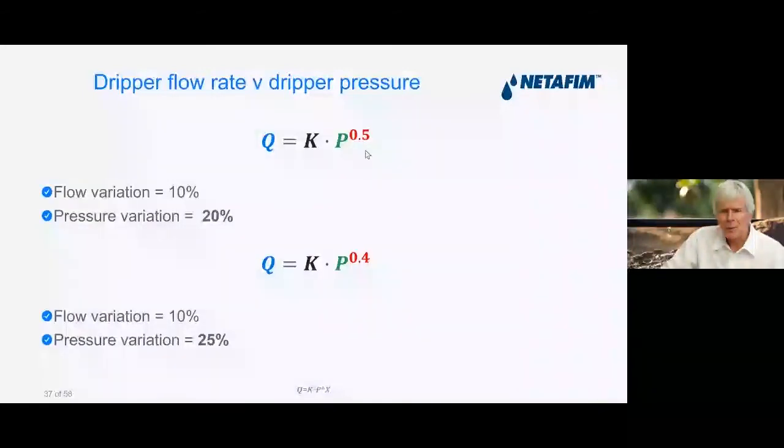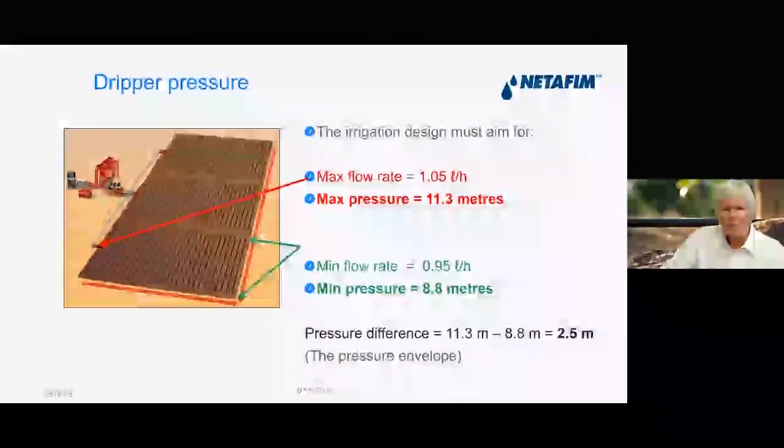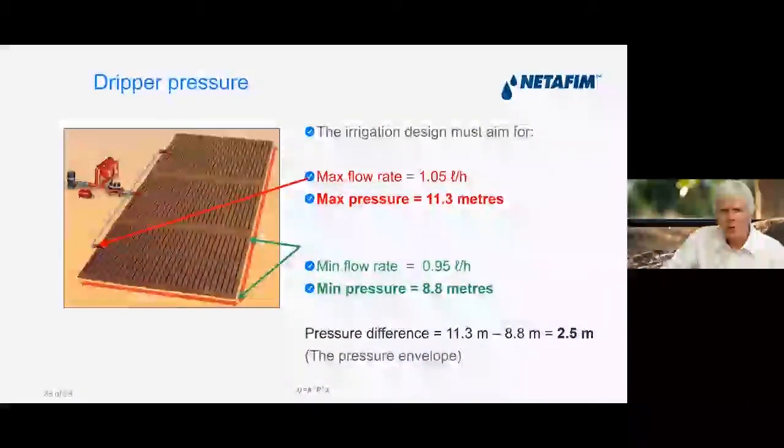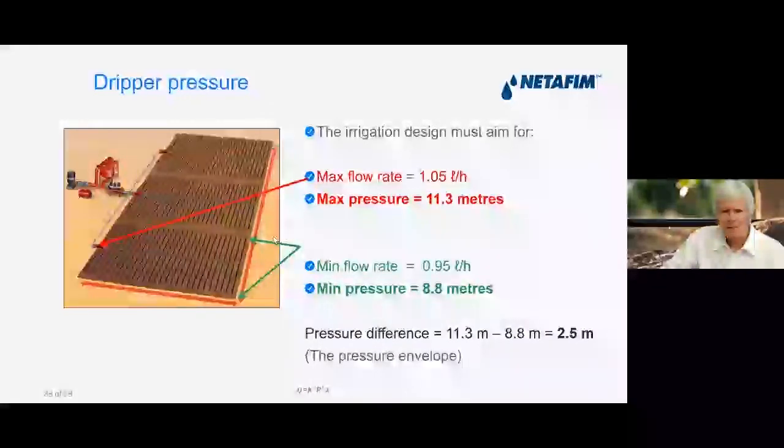There's the comparison. X equals 0.5, pressure variation 20%. X equals 0.4, pressure variation now expands to 25%. So the irrigation design must aim for 105 liters an hour at 11.3 meters pressure, down to 0.95 liters an hour at 8.8 meters pressure. So now our pressure envelope is 2.5 meters.